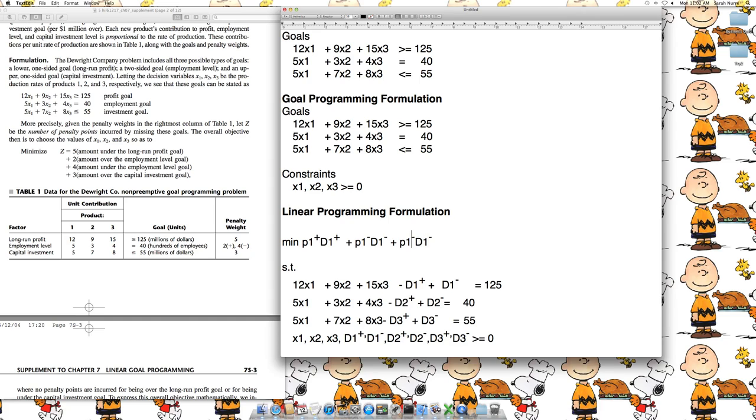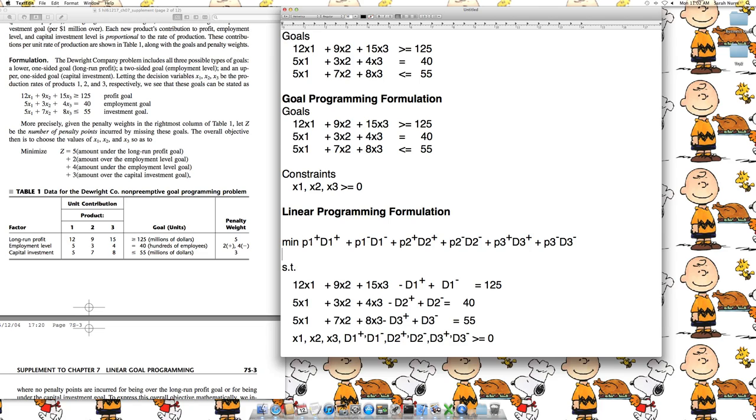But now I need P2 plus D2 plus, P2 minus D2 minus, P3 plus D3 plus, and then lastly P3 minus D3 minus. And so I have to figure out what these penalties should be depending on how much I care about the different goals. And so we're going to take these and decide, do I care about some of these penalties?